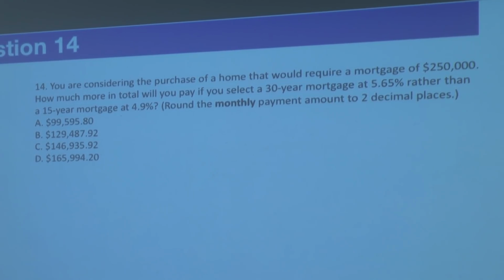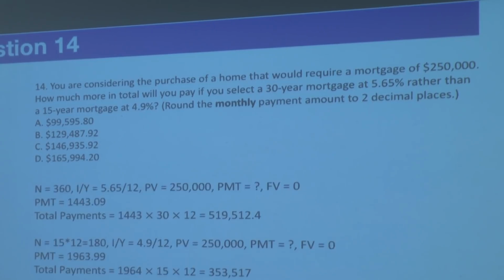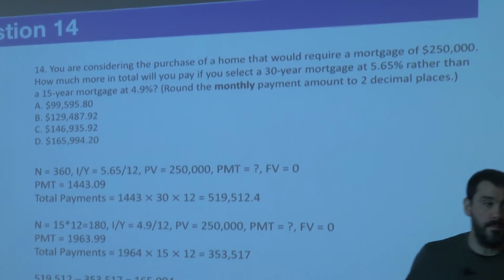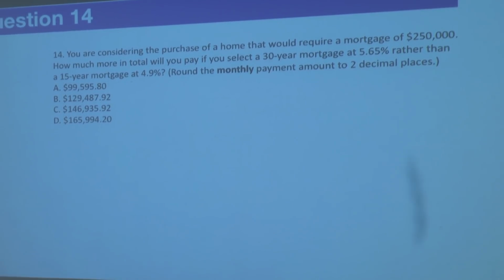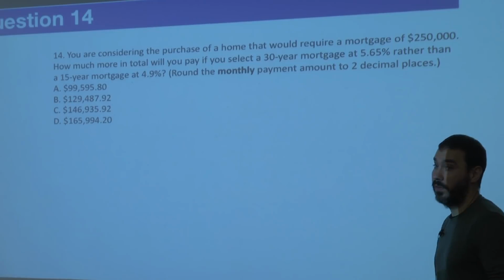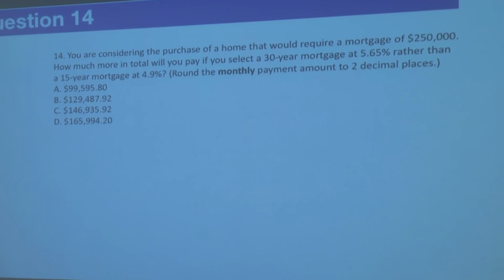And then you minus them? The payment, right? Calculate the payment. You need to calculate the payments and then add them all up, and subtract them one from the other. So the present value of these two mortgages is the same. The present value is $250,000 in both cases, right?